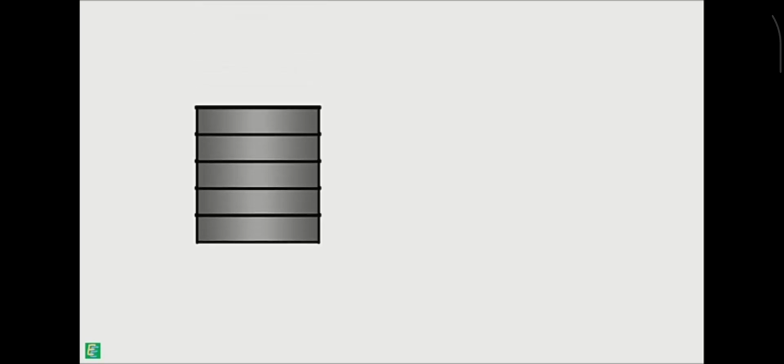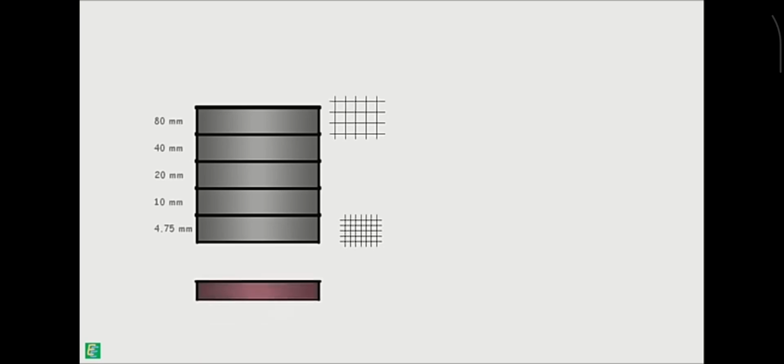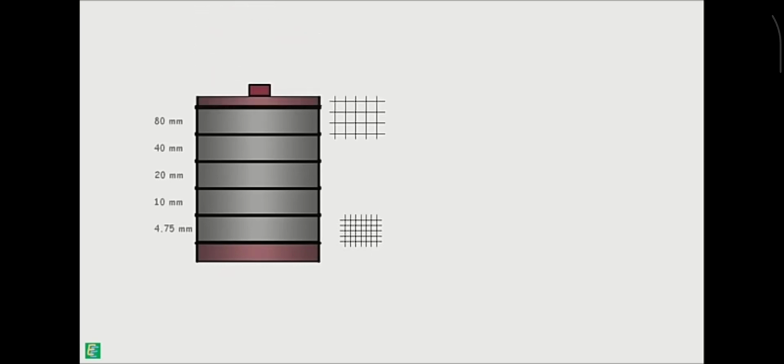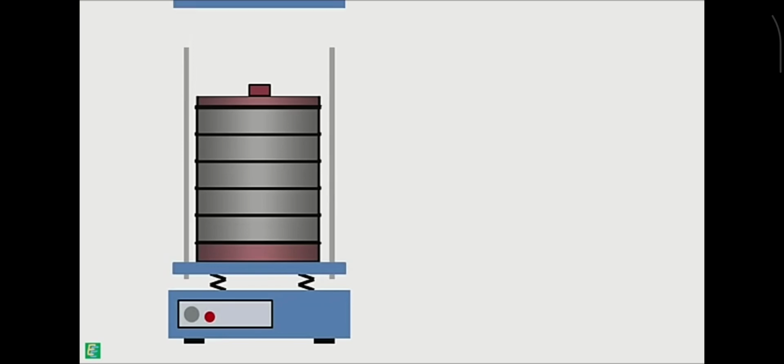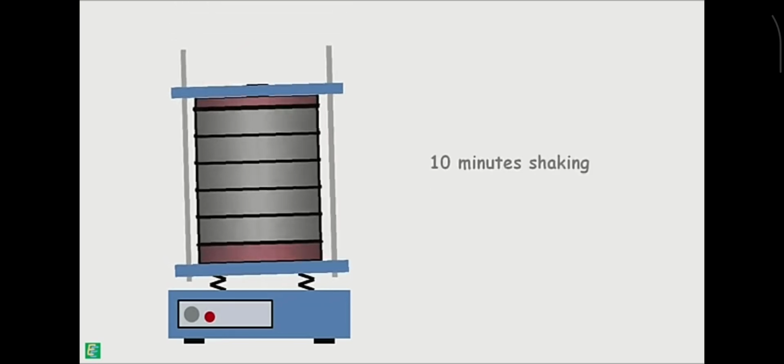The sieves are stacked one over the other with increasing size of their mesh openings from bottom to top, which means the sieve of the largest opening is kept at the top. The pan, which has no opening, is placed below the bottommost sieve. The soil sample is placed in the top sieve, and the lid to cover this arrangement is placed over the topmost sieve. The whole arrangement is then placed on a mechanical shaker and is shaken for 10 minutes.